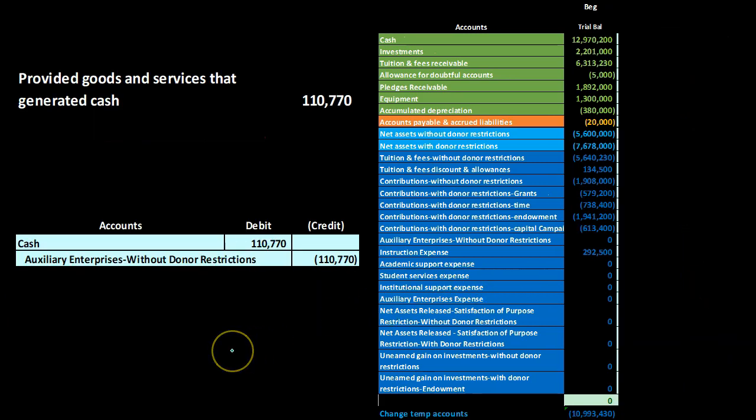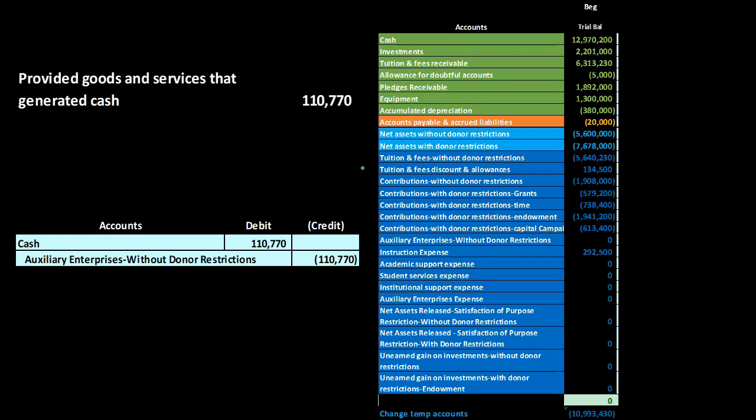Then we have the next transaction: provided goods and services that generated cash. So now we're going to say, "Hey, there are goods and services from the private college that we're providing that generate cash." This would be more of a business type of transaction. This would be kind of outside the normal type of transactions we would think of for the private college, because you would think that most of the income would be from the tuition and fees. So this is going to be over and above that.